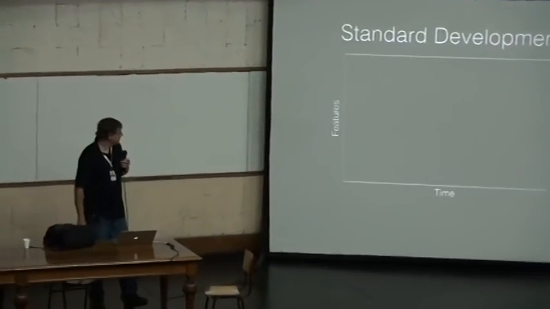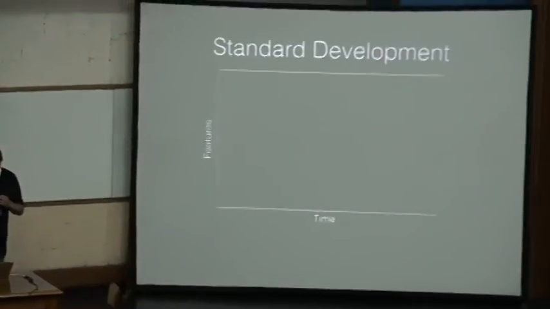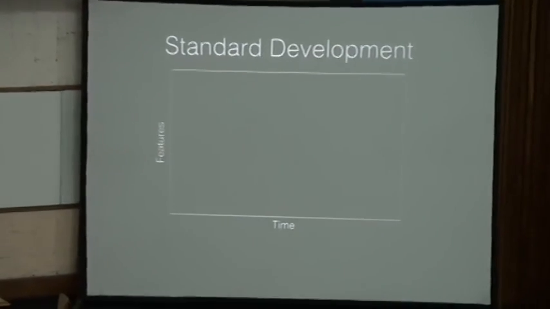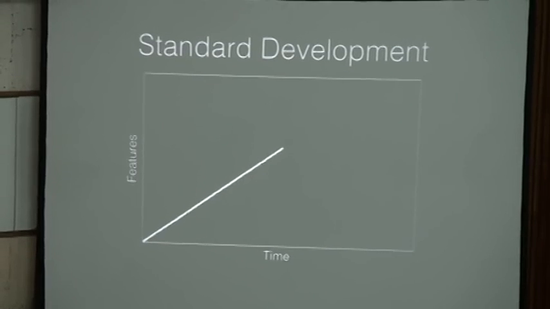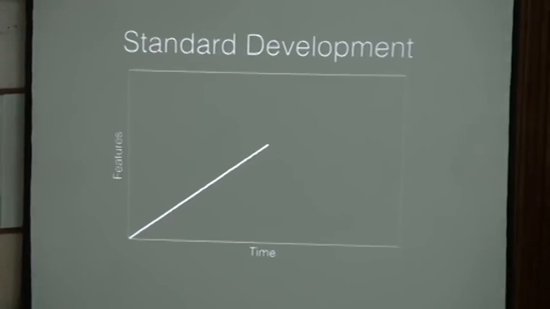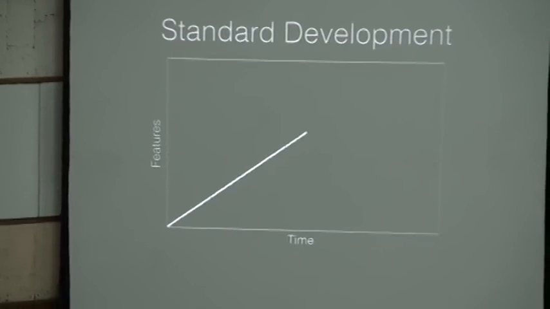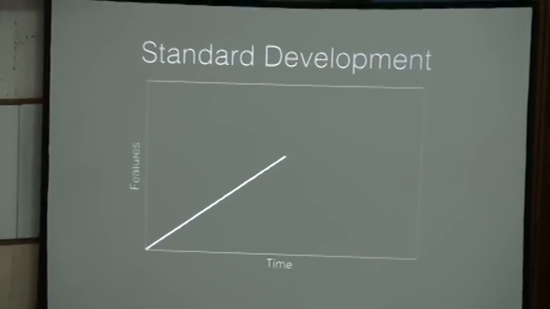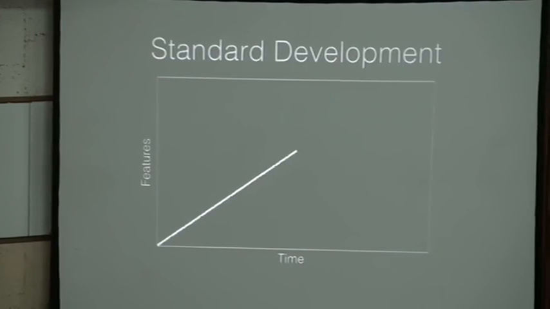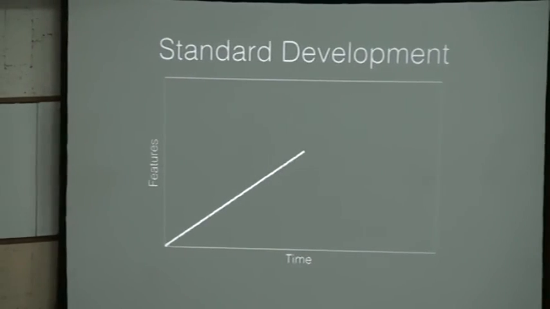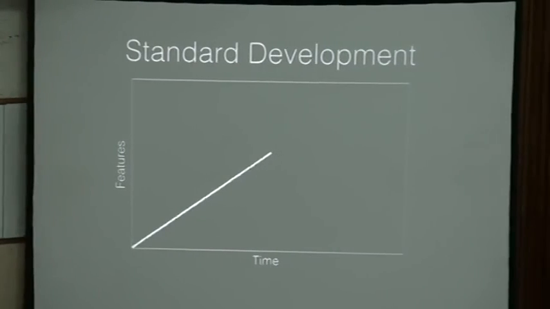So in standard development, you can consider that as time goes along, features get added. It doesn't always occur in a straight line. Sometimes you might remove features. Other times you might have a bunch of development come in and add a bunch more features, so it's not really a straight line. It wanders around. But for the purpose of this talk, I'll just consider it a straight line.